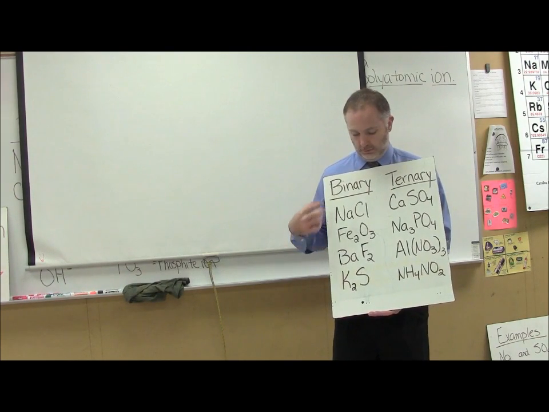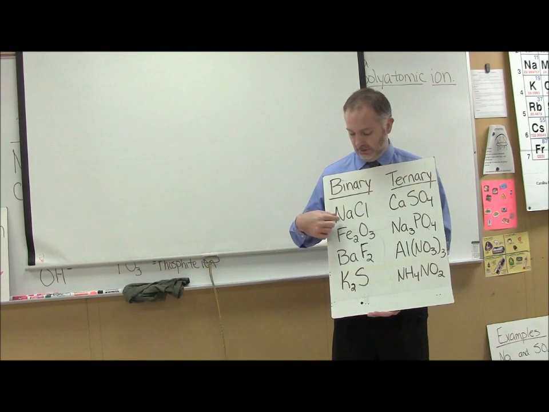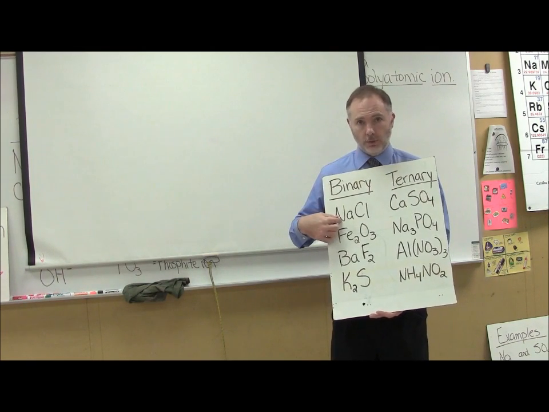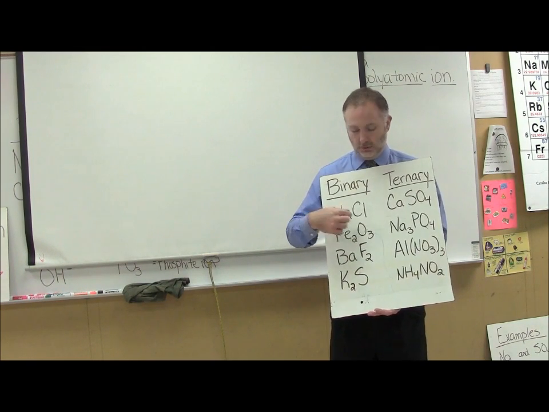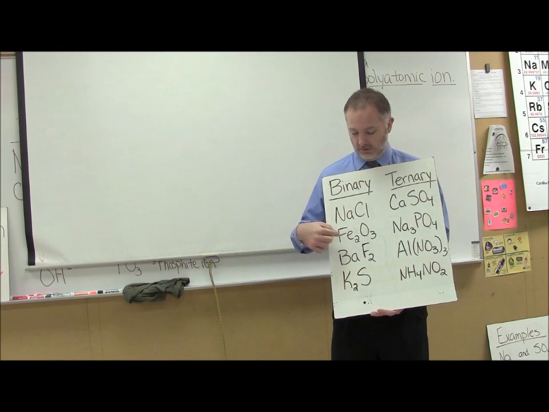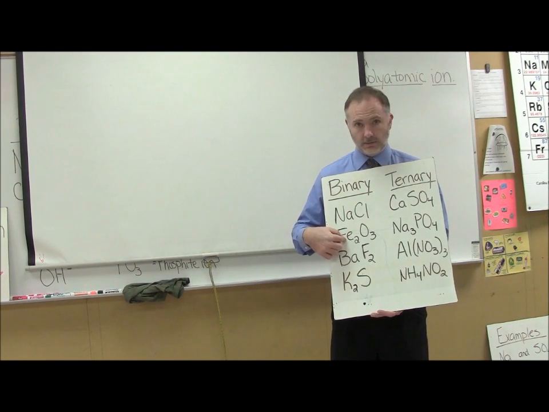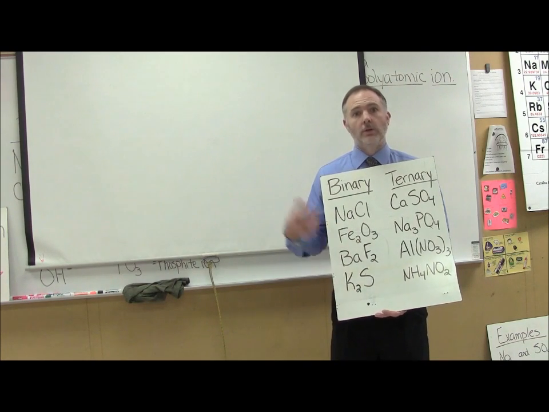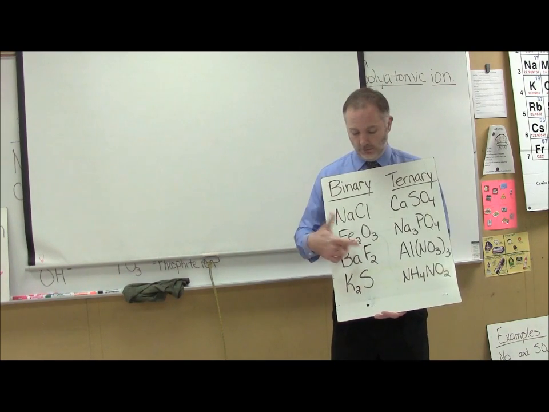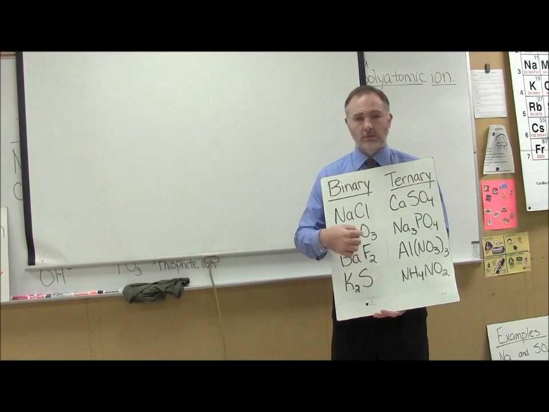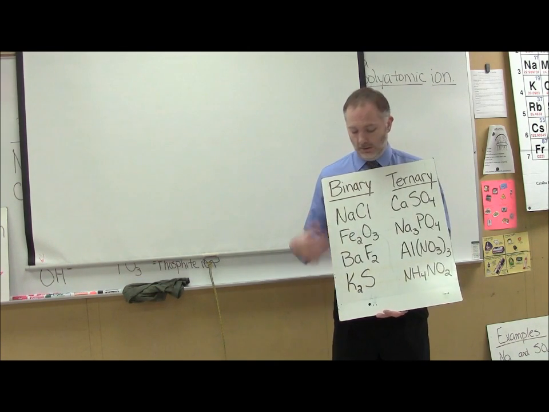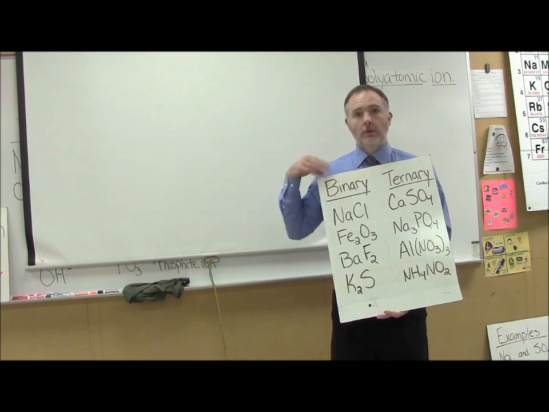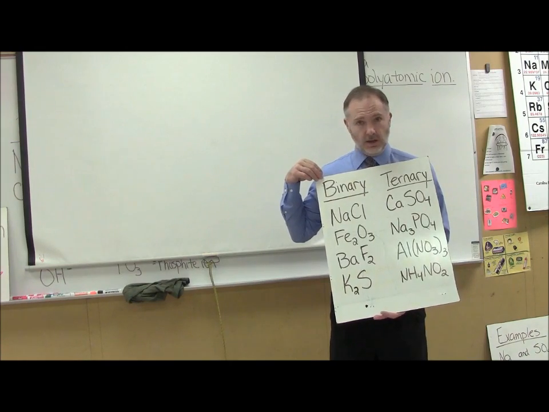Now be careful, it doesn't necessarily have to be one of one element like one sodium and one chlorine. It's just two elements, like right here, iron oxide. It's iron and it's oxygen in this compound, so we call that a binary, even though the ratio is 2 irons for 3 oxygens. So binary just means two elements in the compound.